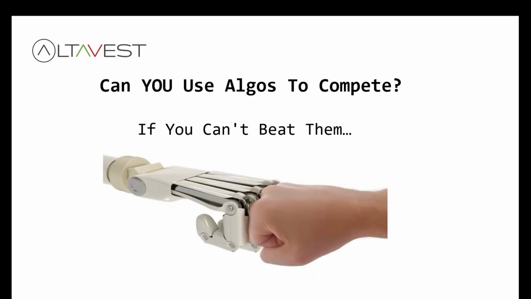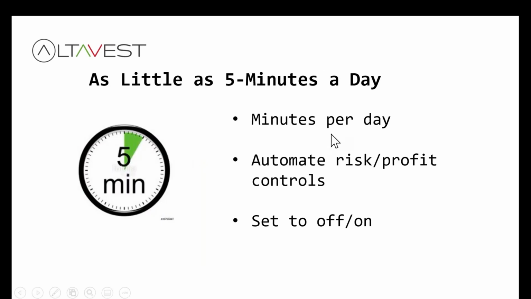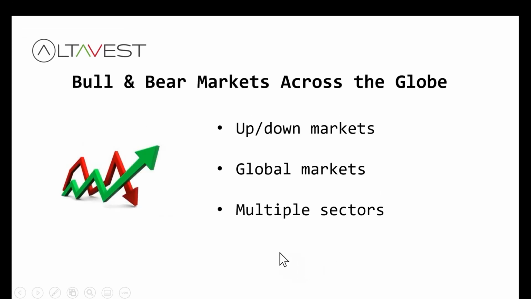So how can we use algos? Well, let's talk about that and jump into the demo, to see how we can use the algos to our advantage. How about the solution for automated systems trading? User-friendly for novice or advanced users. You filter for any risk-reward parameter or capital requirement or type of strategy that you want, and I'll show you that. You can do it in minutes a day or not do anything with it. Just set it and forget it, as they say. You just set it to off or on and walk away. Risk and profit controls are all automated. Bull, bear markets, markets moving up, moving down, it doesn't matter. The algos could care less. They have no bias and they trade in multiple markets, multiple sectors.